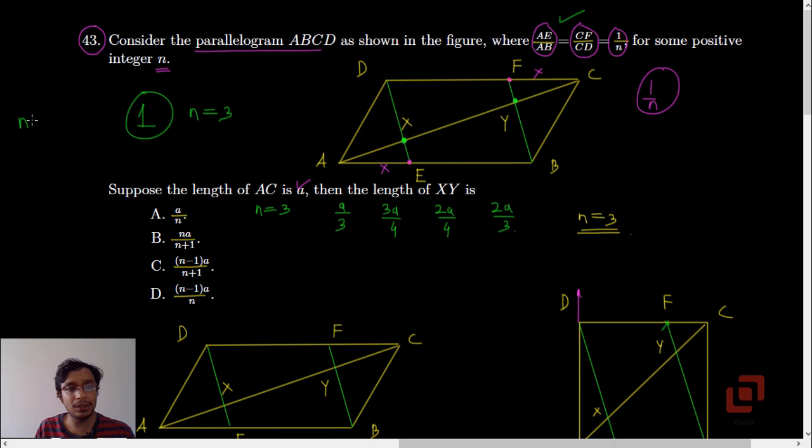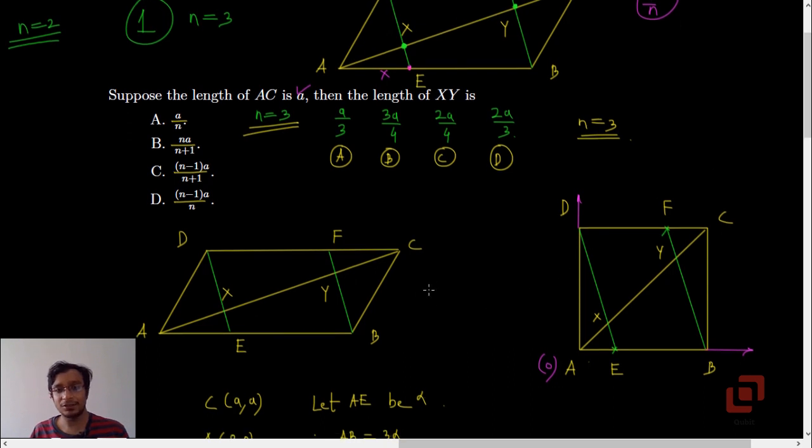For example, if you try n equal to 2, then you will get 2 options identical. So for n equal to 3, option A is a by 3, option B is 3a by 4, option C is 3 minus 1 2a upon 3 plus 1 4, so 2a by 4, and option D is 2a by 3. So all of them are distinct, so n equal to 3 will work. The other simplification is I have transformed this parallelogram into a square.